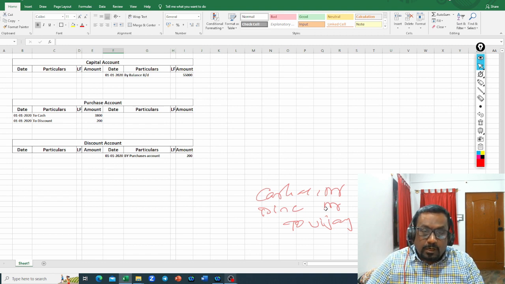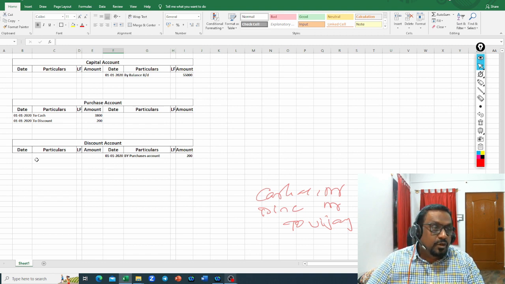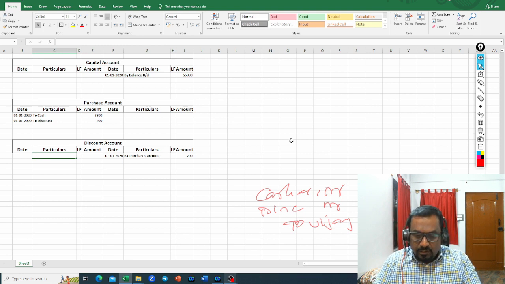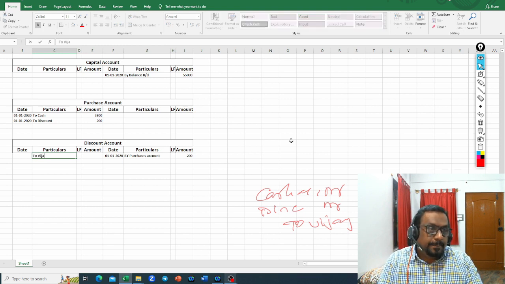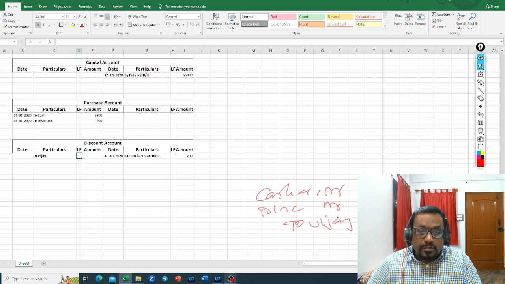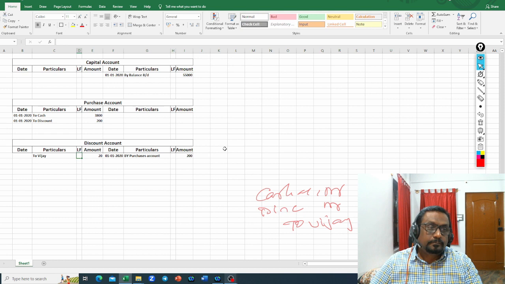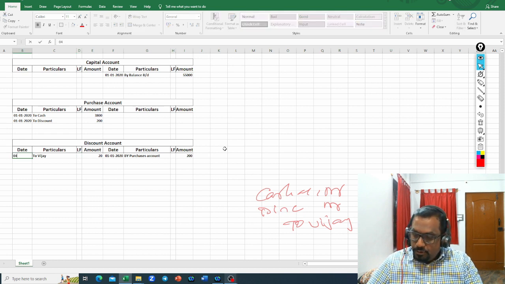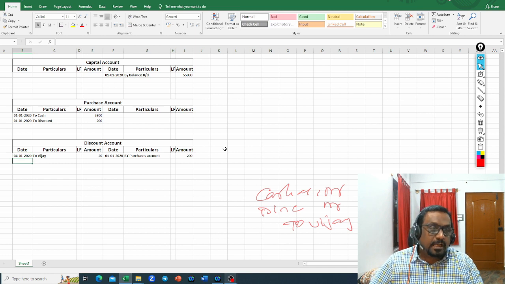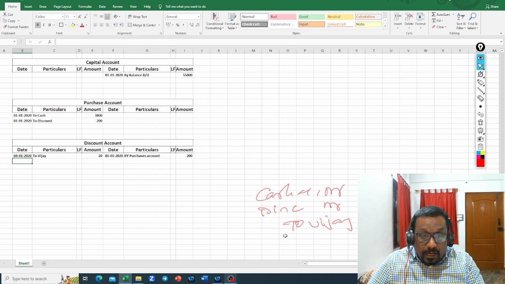So the discount account, what we did, we debited. So we need to debit this transaction as To Vijay. How much amount am I supposed to put here? Whatever amount is shown opposite to the discount account: 20. So I need to put 20 rupees here. What should be the date? 04/01/2020. That's all. This is how you need to put. Clear?